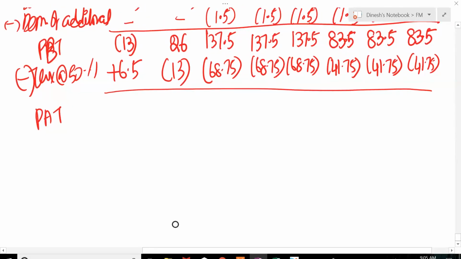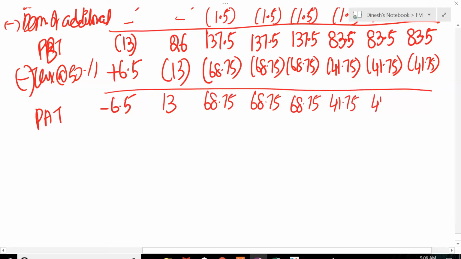What is the PAT of first year? If you do that alone correctly, everything else is fine. How much? Negative 6.5. That's the only tricky part. Basically, your tax has reduced your losses. Why has it reduced your losses? That's because you're saving tax. Then add back depreciation.